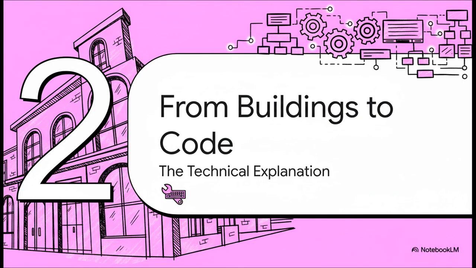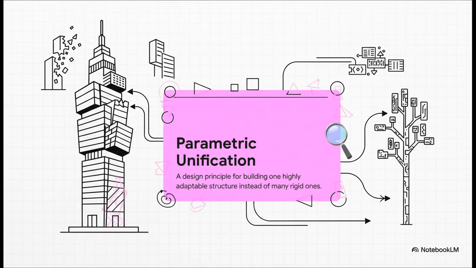So, we've seen how this powerful idea works with buildings. It's pretty intuitive, right? Well, now we're going to see how it has a perfect parallel in the world of software development, where things like efficiency and being adaptable are just as critical, if not more so. And here it is, our official term, parametric unification. It's really just a principle for building one highly adaptable piece of code instead of a bunch of rigid, separate ones. Just like our skyscraper blueprint, it lets a single function or component handle all sorts of different types of data without you having to rewrite it from scratch every single time.